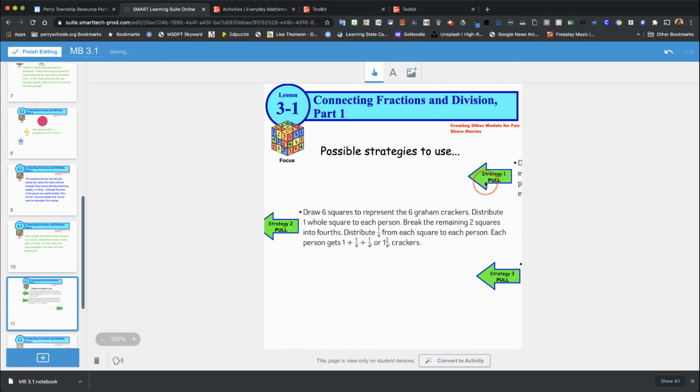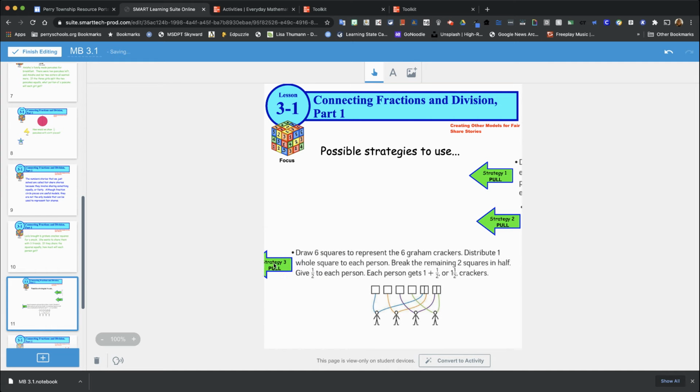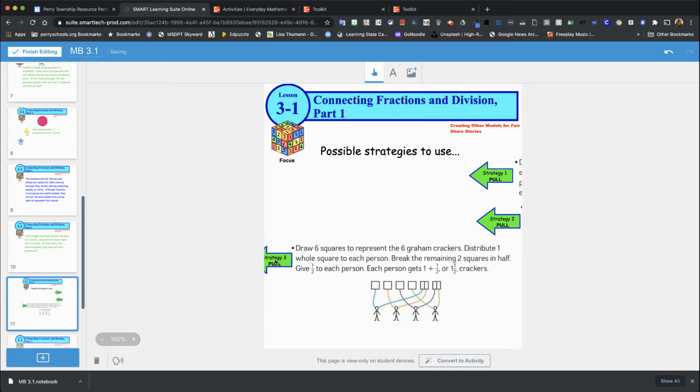Another strategy is to draw the 6 squares to represent the 6 graham crackers. Distribute 1 whole square to each person, and then break up the remaining 2 squares into fourths, giving them 1 graham cracker plus 1/4 plus 1/4, or 1 2/4 crackers. Fun fact, 1 2/4 is also the same as 1 1/2. And the third one would be something like this. Draw 6 squares to represent the 6 graham crackers. Distribute 1 whole square to each person, and then break the 2 squares in half, give each person 1/2. So they still get that 1 1/2 graham crackers.